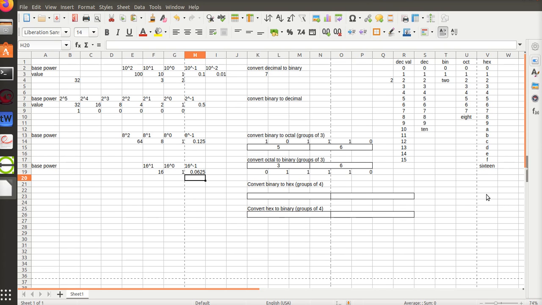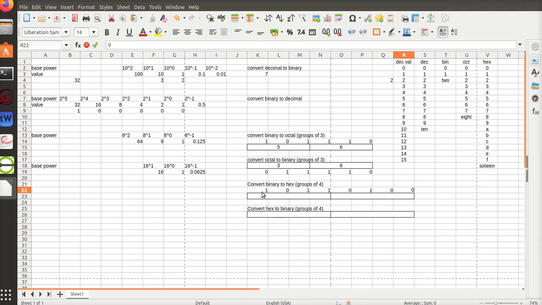15 is F. So we can do the same thing we did with the octal, except now we're doing groups of 4. So if I want to convert binary to hex, 1 0 1 1 1 1 0 1 0 0. All right, so there's a binary number, base 2, and we want to convert it to hex.